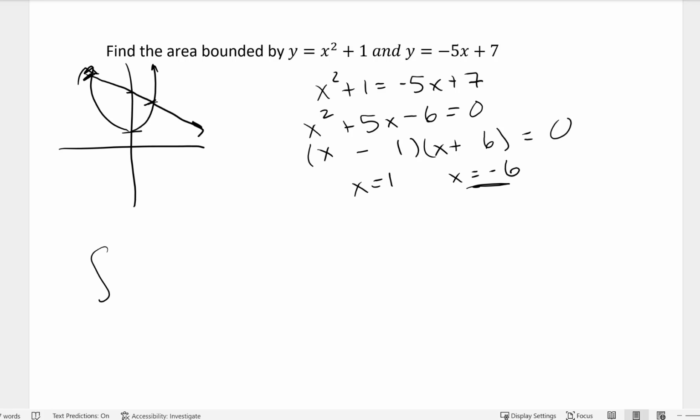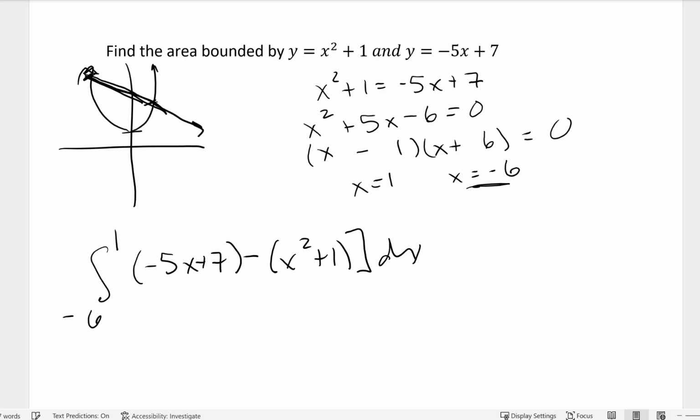So we know we need to integrate from negative 6 to 1 of what's going to be on top. I can see the line is on top. So this is negative 5x plus 7, and then minus x squared plus 1 dx.